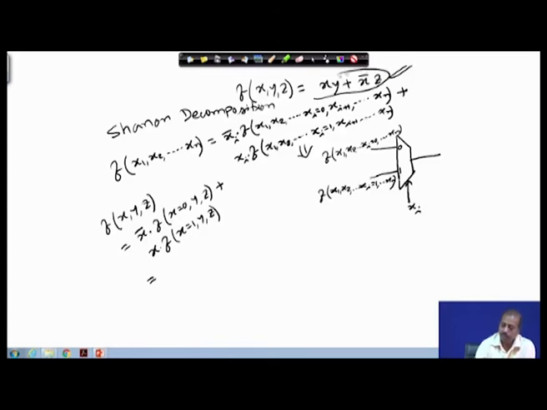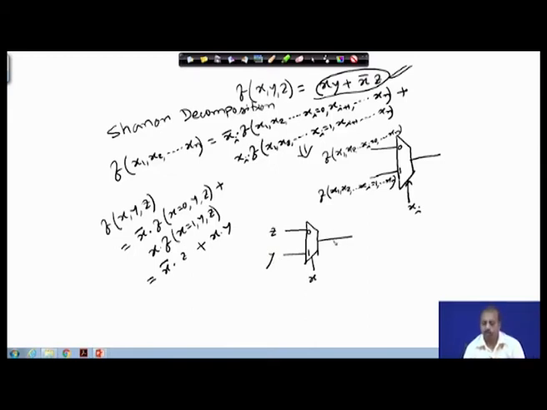Now, in this function, if I put x equal to 0, what you get is z. So, it is x bar into z. For the second case, if you put x equal to 1 here, you are getting y. So, this is x into y. So, you take a 2:1 multiplexer, and if you apply x as the select line, then you apply z at input 0 and y at input 1. So, this is the realization of the function using a 2:1 multiplexer.